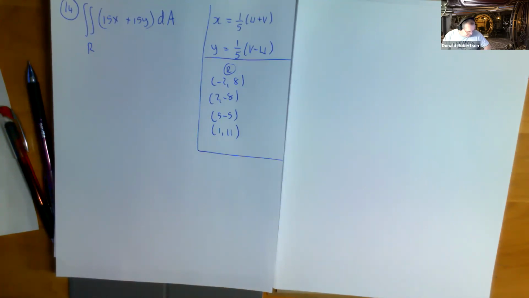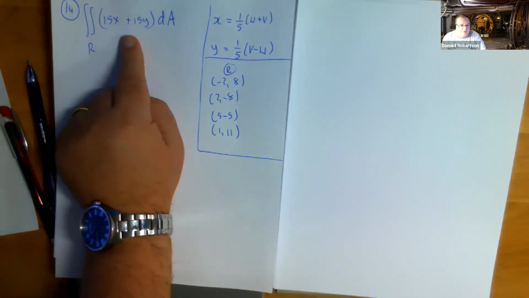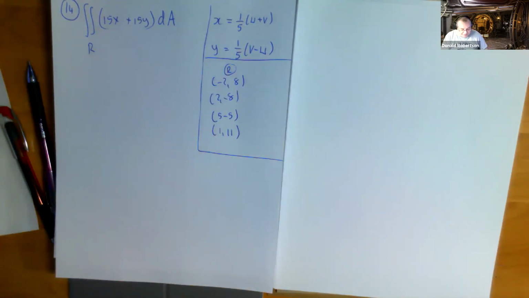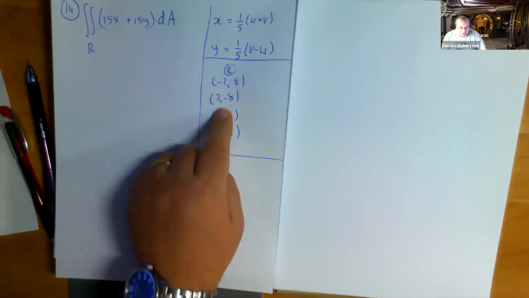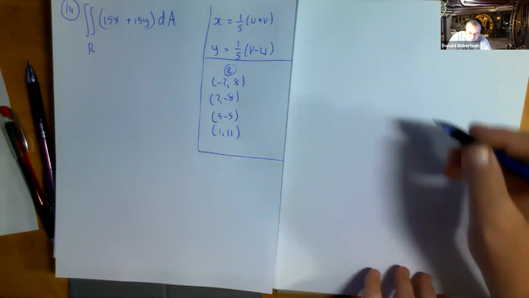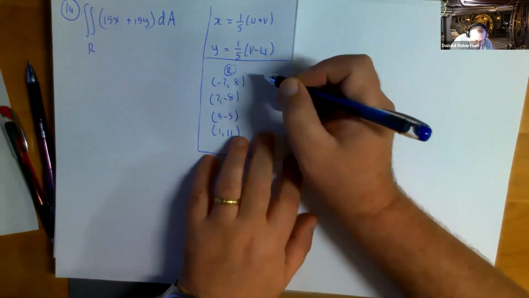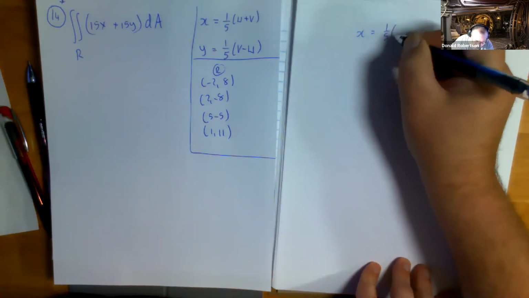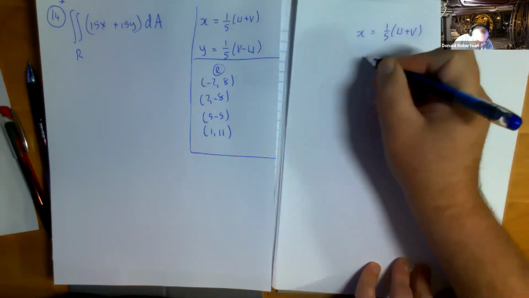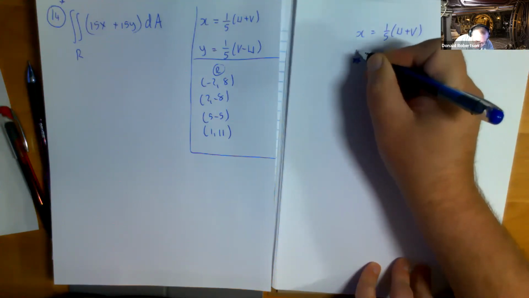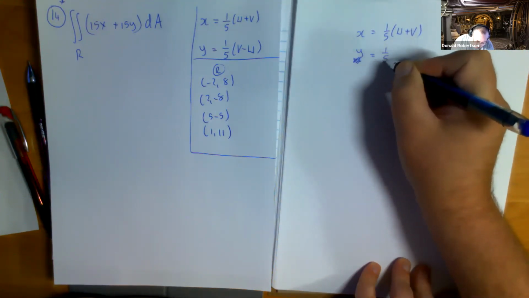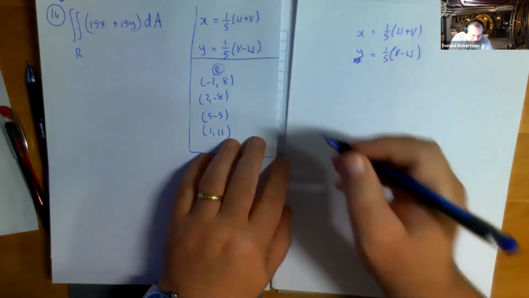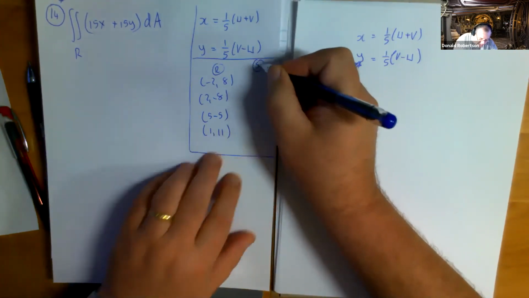For the last one today, we have this double integral. I know what x and y are, so that's great. Unfortunately, R is one of these regions. So if you take your two equations, I need to find out what region S is going to be.